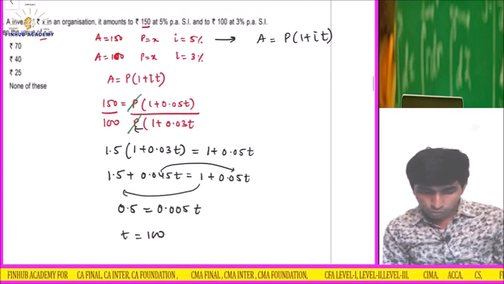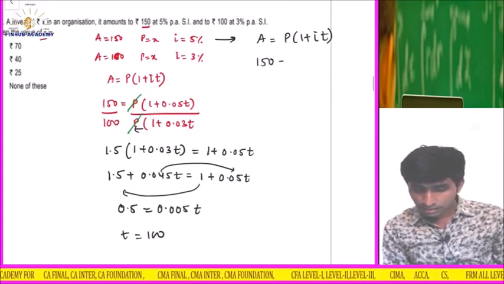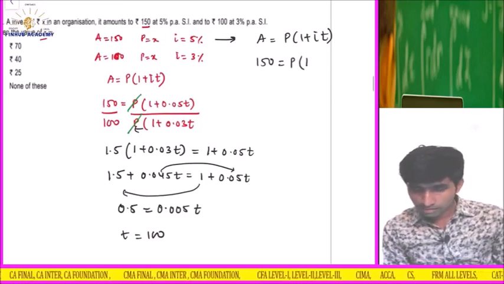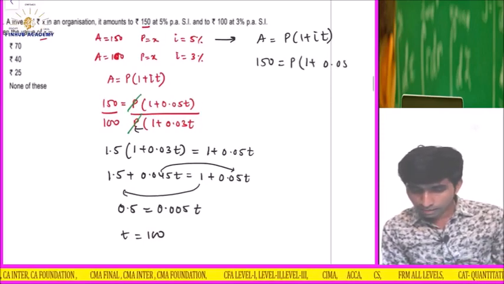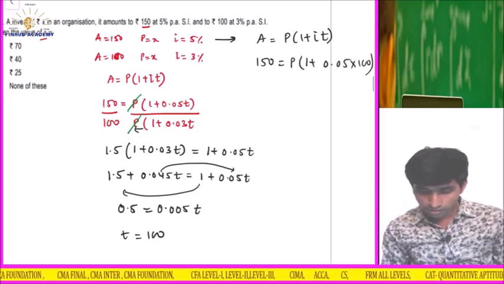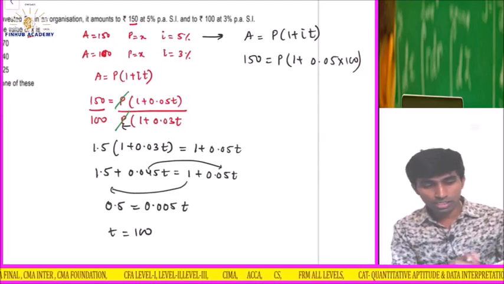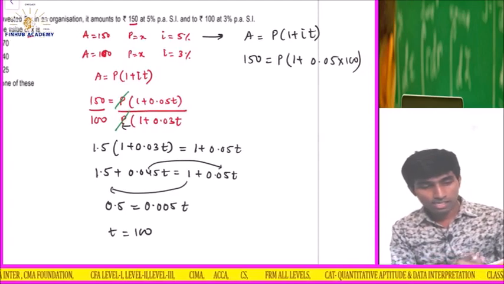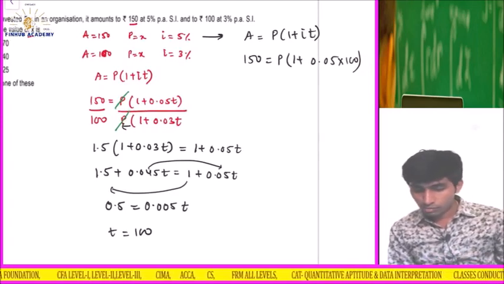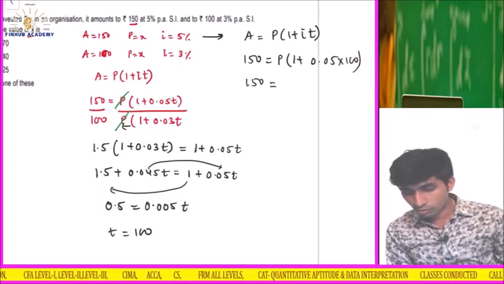Okay, so A is how much? 150. Principal I don't know. 1 plus 0.05 into 100. So let's calculate 0.05 into 100 plus 1. Okay, it becomes 6. So 150 is equal to 6P.